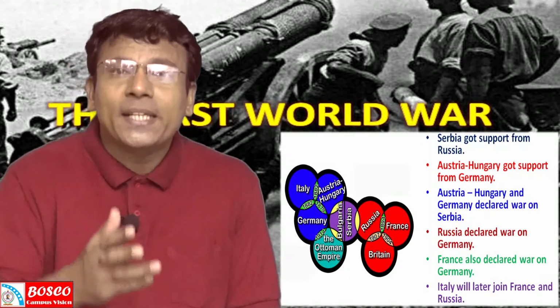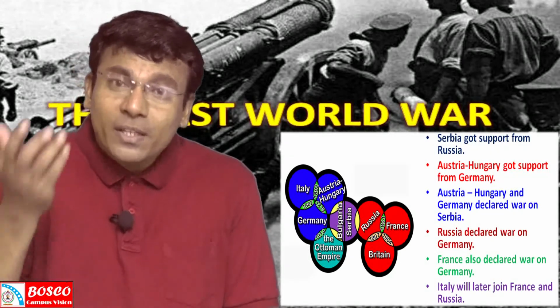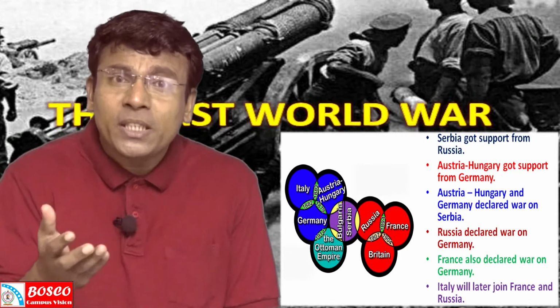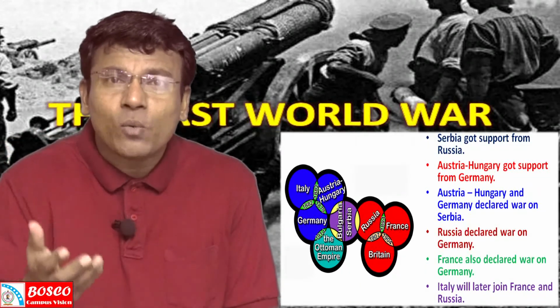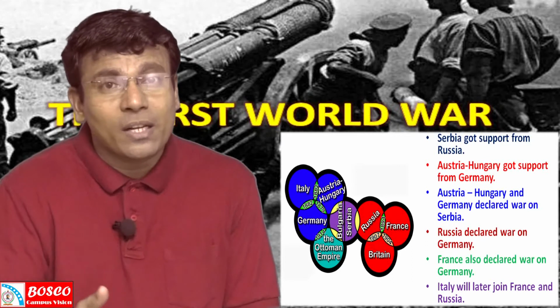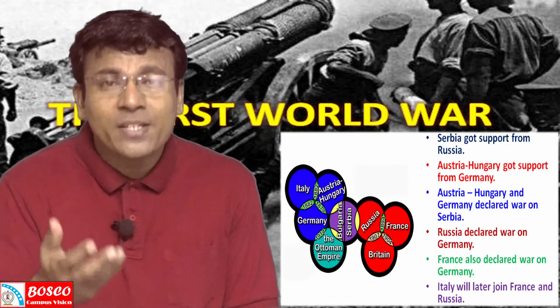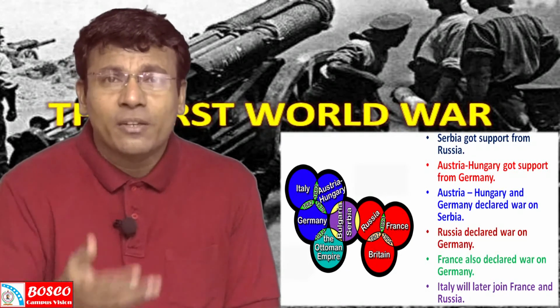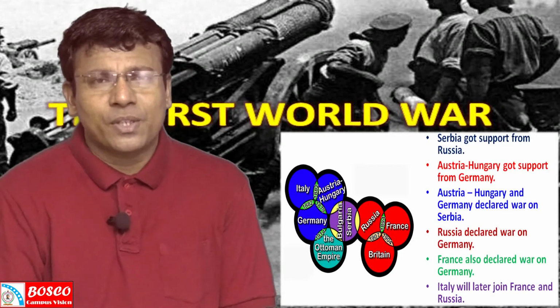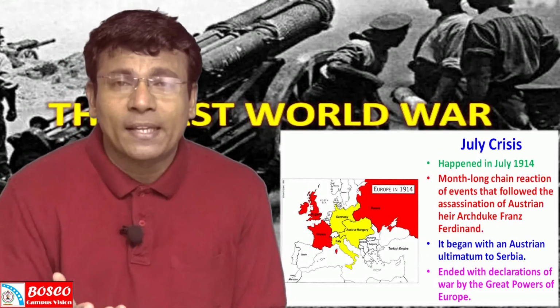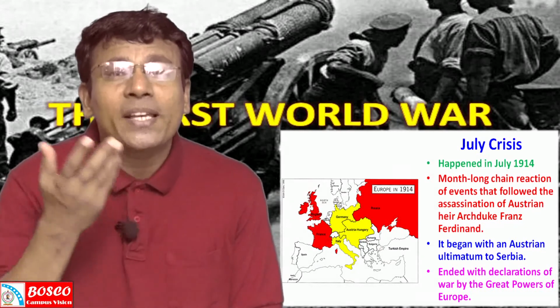Austria-Hungary and Germany declared war on Serbia. Russia declared war on Germany, and France also declared war on Germany. Italy will join France and Russia later. Now this happened in the month of July, and it is termed as the July Crisis.